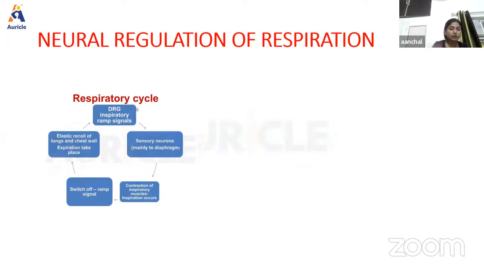Regulatory mechanism for quiet breathing is usually controlled by nervous or chemical mechanism, but here we're going to learn about the neural regulation of respiration. So here we're going to talk about some centers like the medullary center and pontine center. But first of all, we should see the respiratory cycle. DRG means dorsal respiratory group of neurons that produce the inspiratory ramp signal, to the diaphragm, the muscle of inspiration. So there will be contraction of inspiratory muscle, inspiration occurs, then the switch off of the ramp signal will occur. That switch off center is present in the pons.